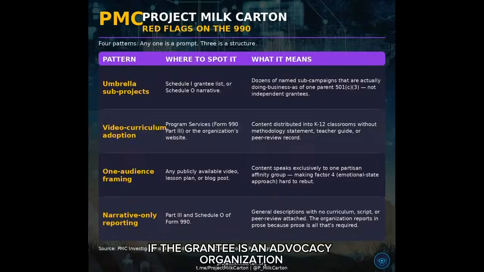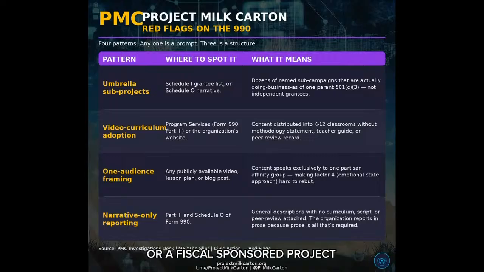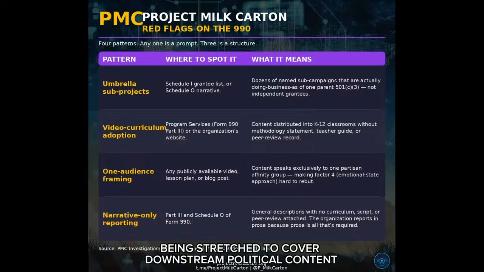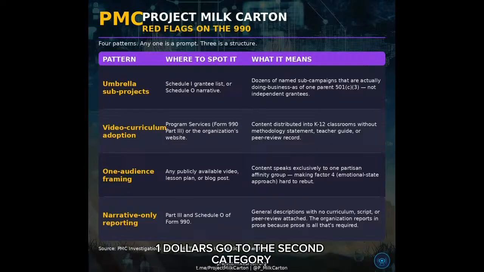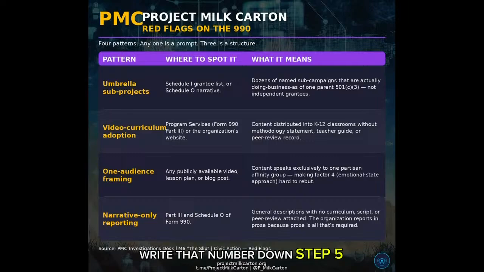If the grantee is an advocacy organization, an affiliated C4, a media production company, or a fiscal-sponsored project, that is not educational grant-making. That is the parent classification being stretched to cover downstream political content. Count the two categories. If the majority of Schedule I dollars go to the second category, write that number down.